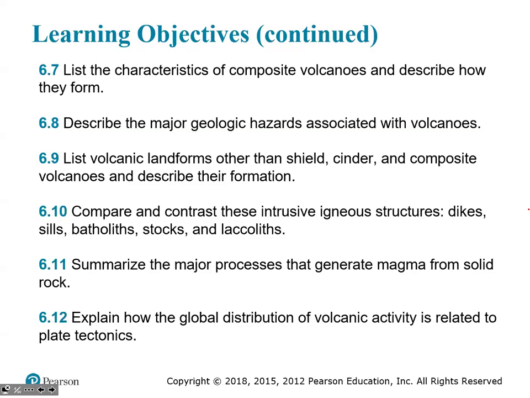We'll go over the major geologic hazards associated with volcanoes. We'll list volcanic landforms other than shield, cinder, and composite volcanoes and describe their formation. We'll compare and contrast these intrusive igneous structures: dikes, sills, batholiths, stocks, and laccoliths. We'll summarize the major processes that generate magma from solid rock. We'll explain how the global distribution of volcanic activity is related to plate tectonics.